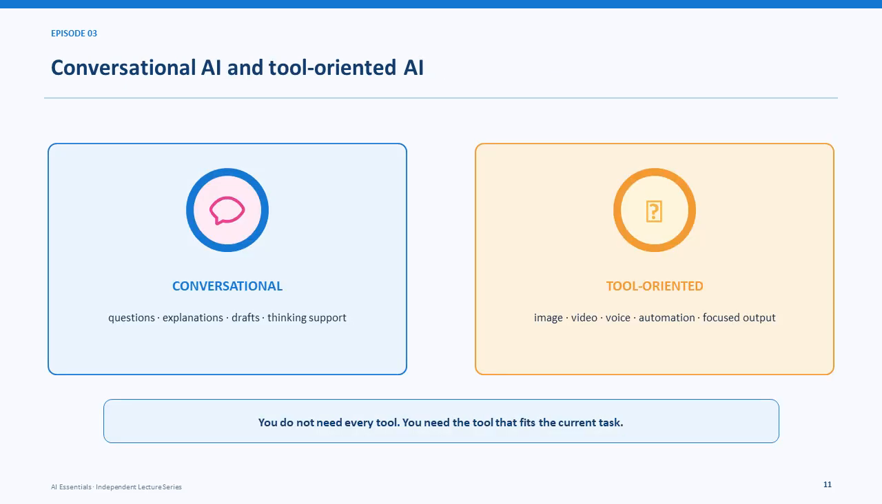Another useful distinction is conversational versus tool-oriented AI. Conversational AI is well suited to questions, explanations, drafts, and thinking support. Tool-oriented AI focuses on a particular output, such as an image, video, voice, automation, or specialized analysis. You do not need every tool. Choose the tool that fits the current task, and use conversation when it helps clarify the work.